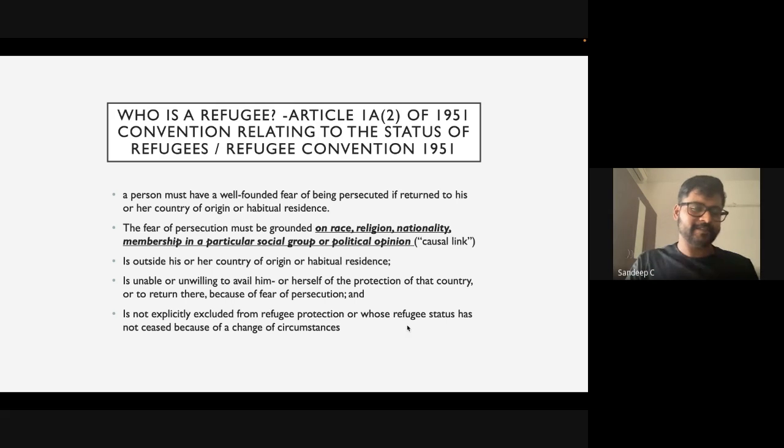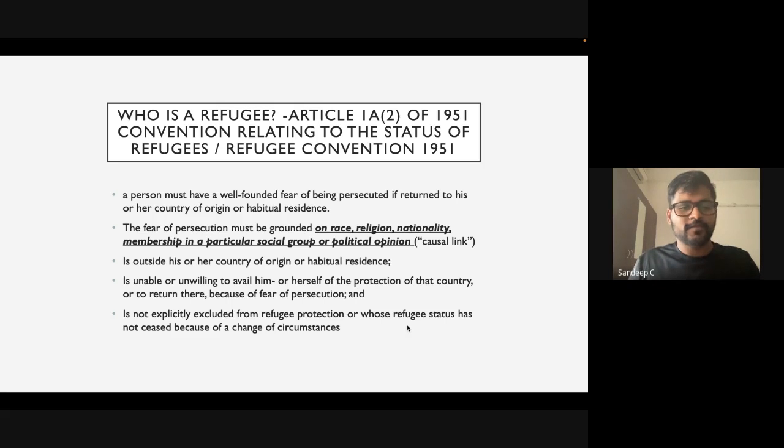Okay, you should physically succeed in escaping from your own country, and you should manage to land in the territory of another foreign country to claim the benefit of a refugee. Okay, that is another condition. Not only that, you have to satisfy all these four grounds that I have mentioned. You have to succeed in physically escaping from the territory of the country from which you are seeking to escape.